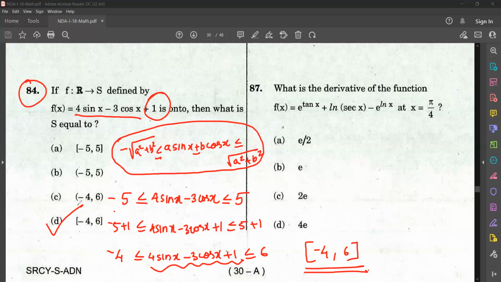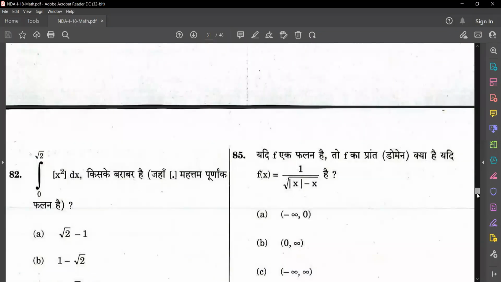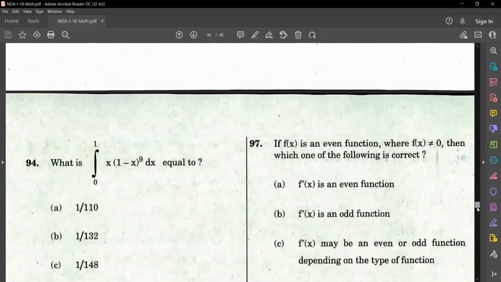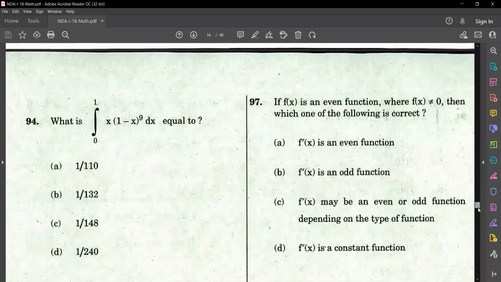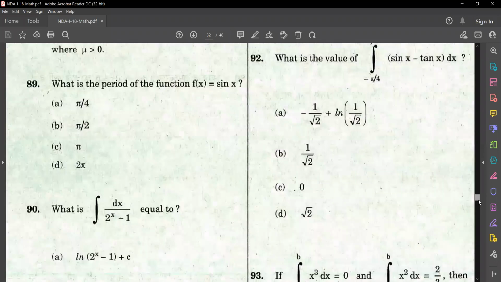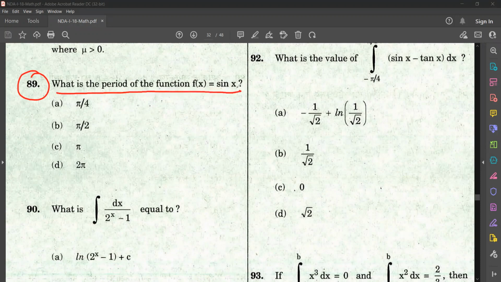So, what is the question number 89? Question number 89. What is the period of the function f of x equal to sin x?